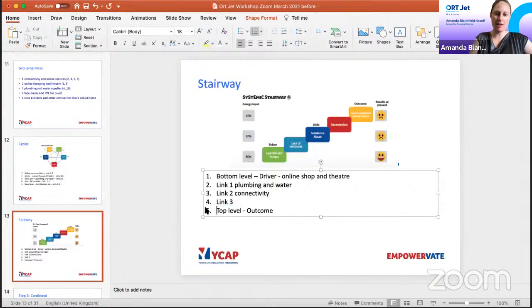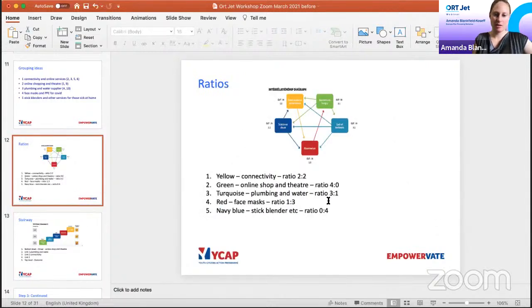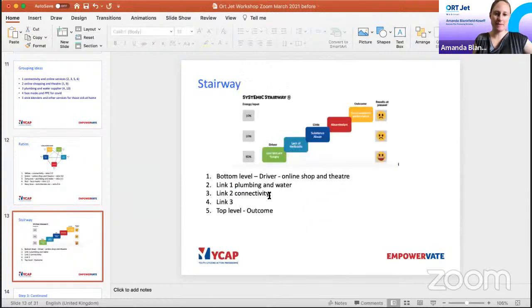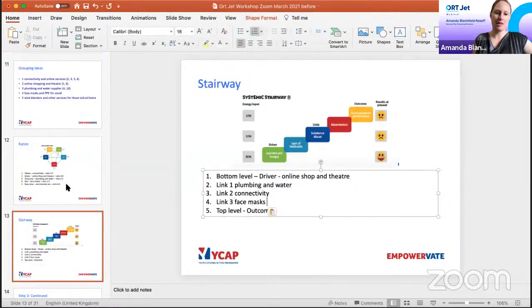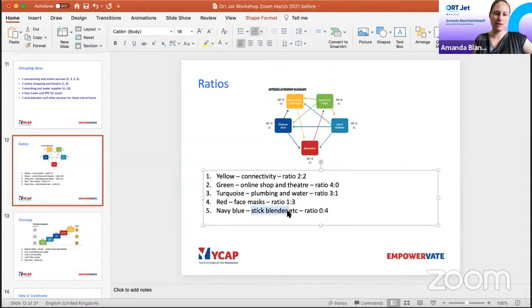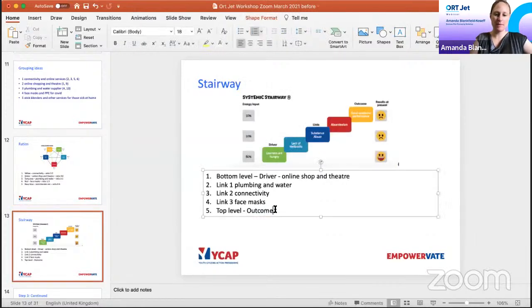Okay, and then after connectivity, we've got this one, which is face masks. That is 1. And then the last one is 0, 4, which is the stick blender. Put that one here. Okay, so now I'm going to explain what these mean.